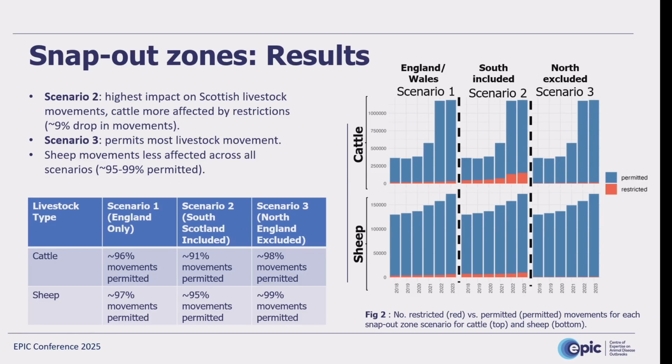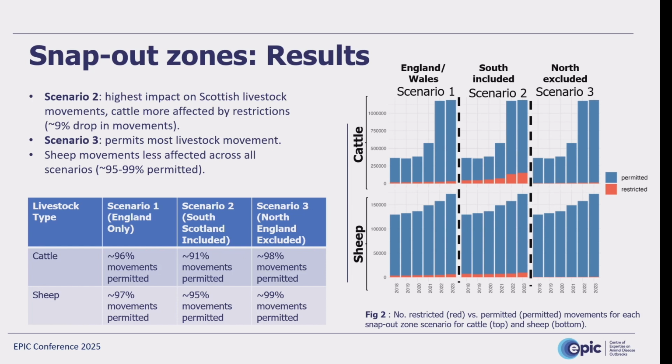And so on the right, you can see a figure denoting the results. For each scenario, we show the permitted versus restricted movements, permitted in blue, restricted movements in red, and they're grouped by scenario and species. Cattle on top, sheep at the bottom.